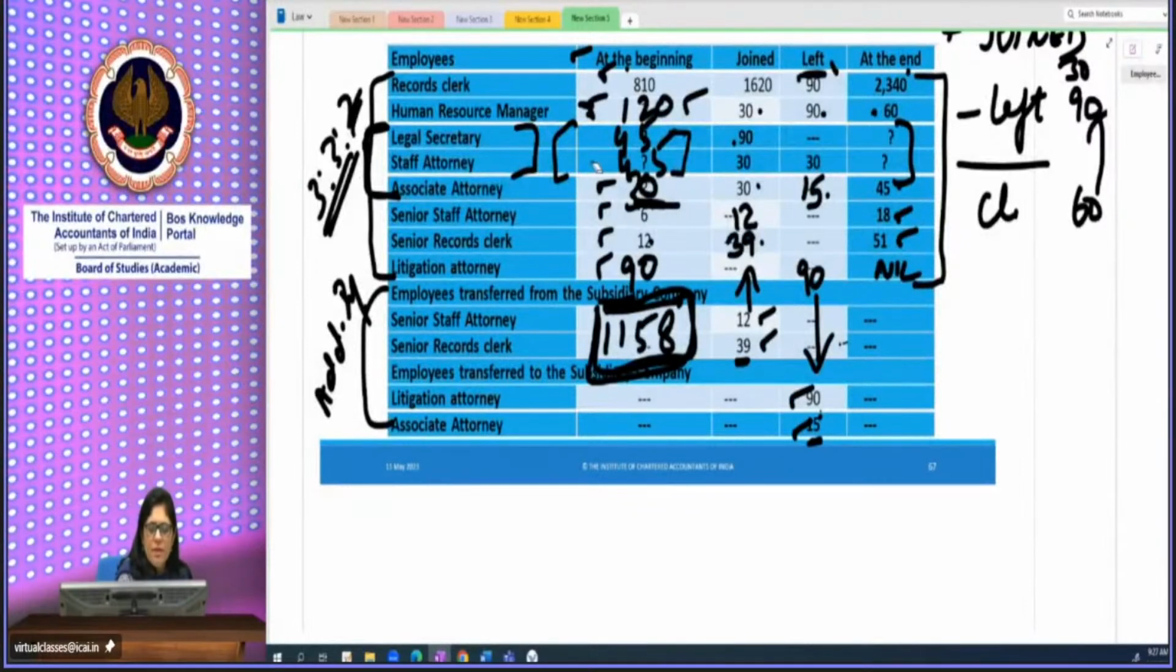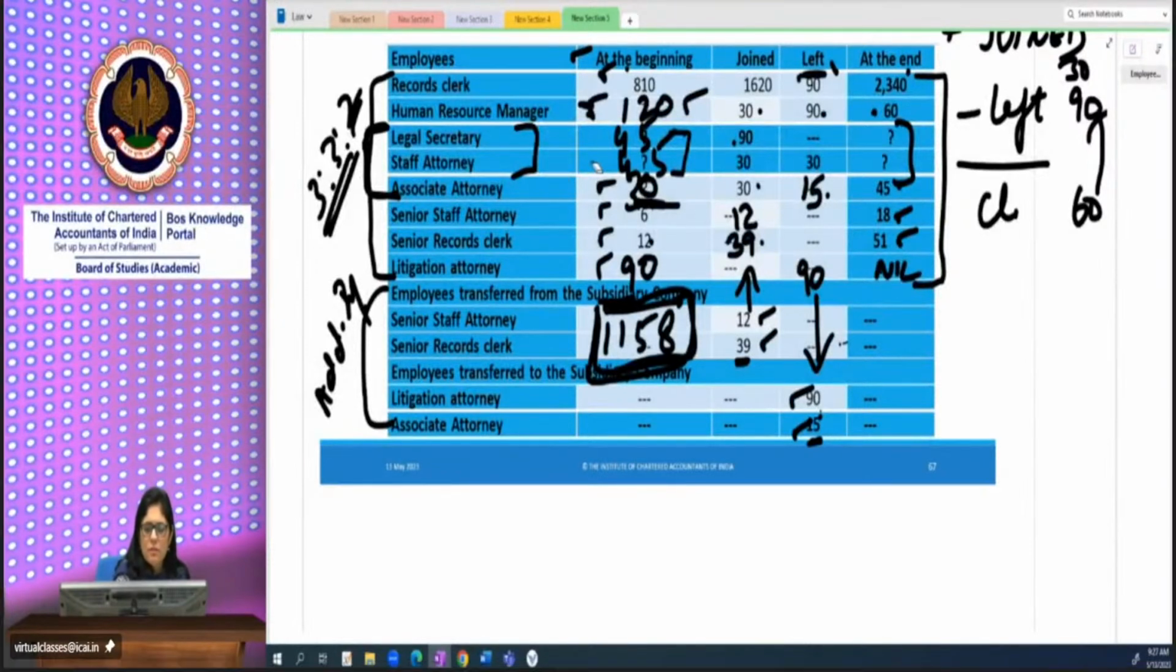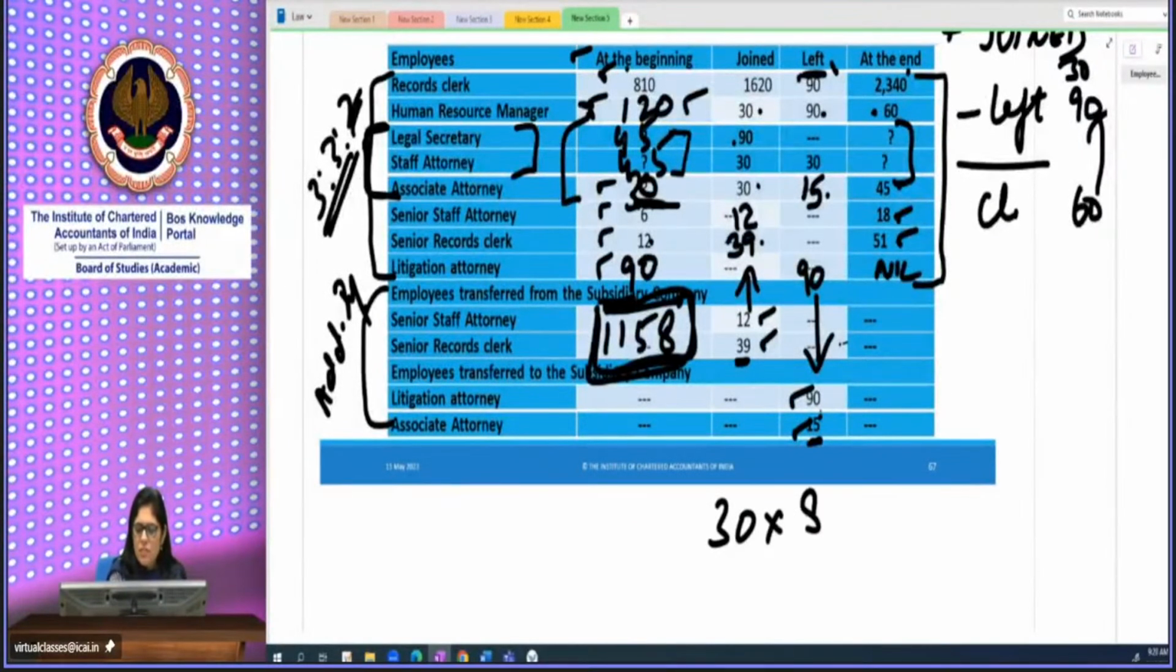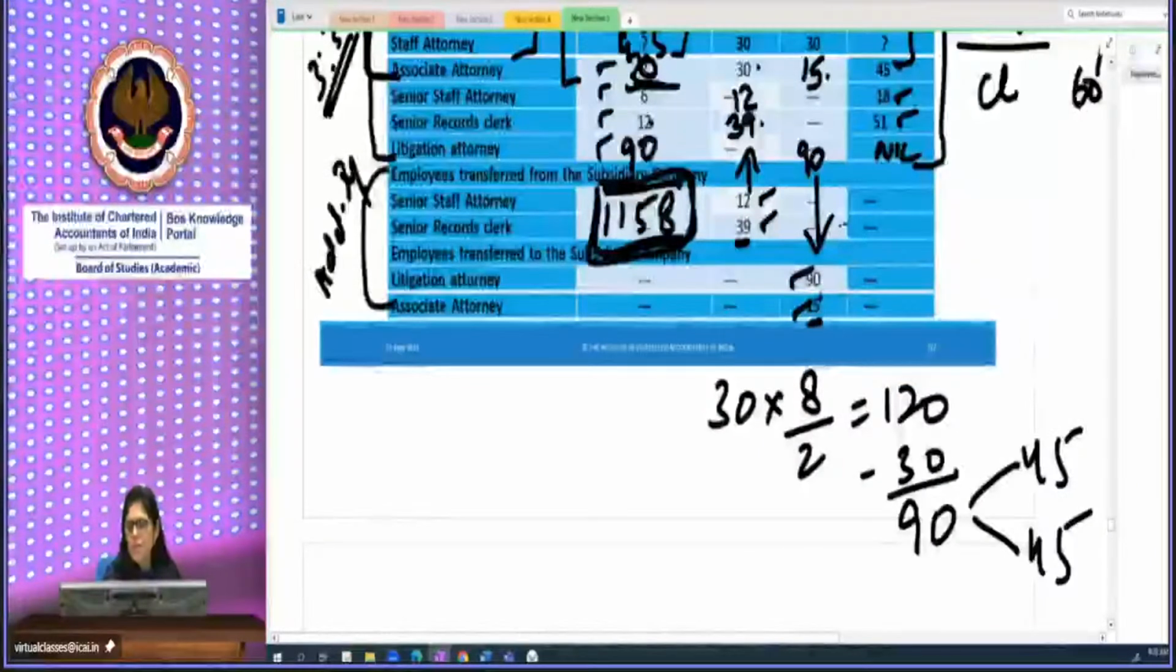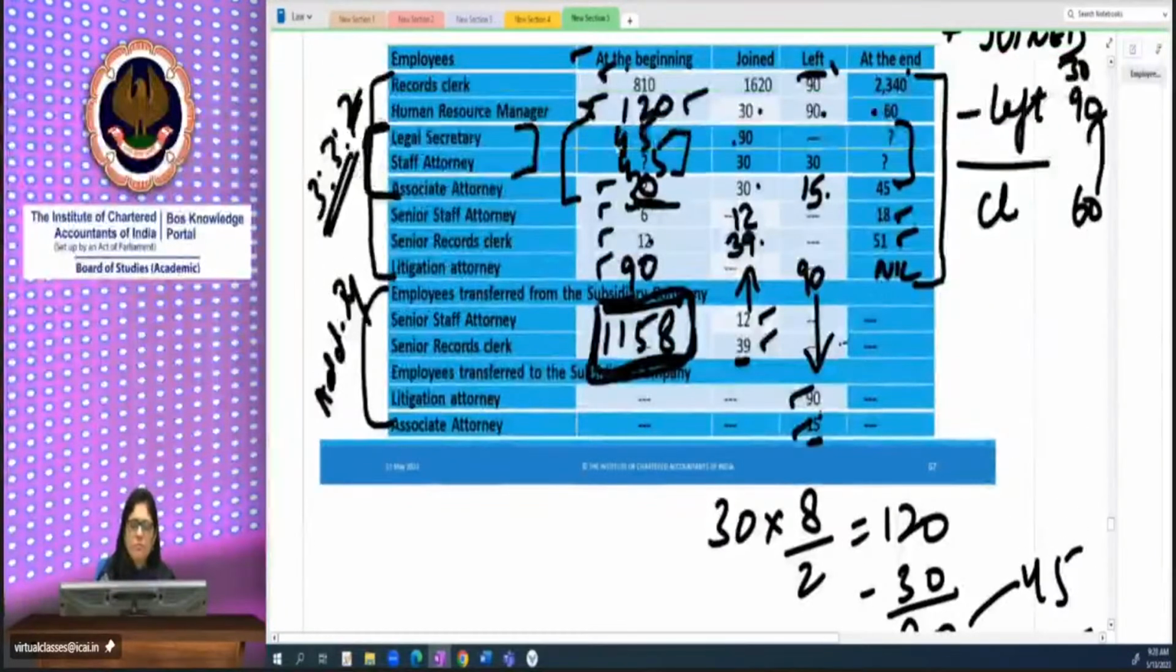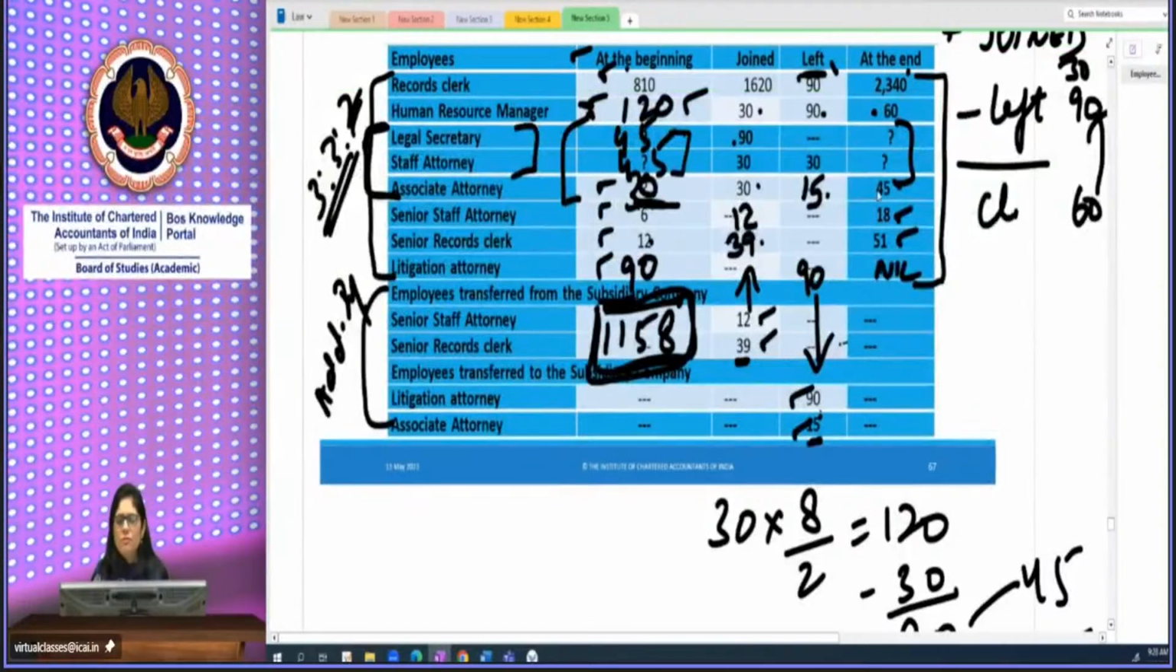I hope everybody has understood. 30 into 8 divided by 2 will come to 120 as the total. Out of this, if we deduct 30, it comes to 90. So 45 and 45. So this is how we have to do it.